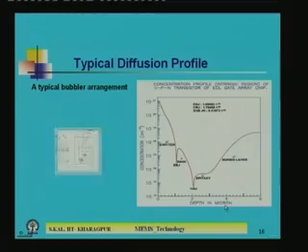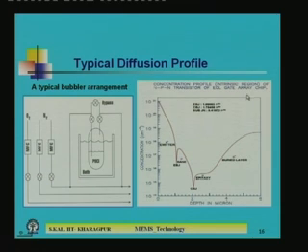Now, a typical diffusion profile in a particular transistor is like this. This is the emitter region, the N plus diffusion. This is the base region, the P diffusion, then the N epitaxy, then the buried layer N plus. So this is the typical doping profile in an NPN transistor.